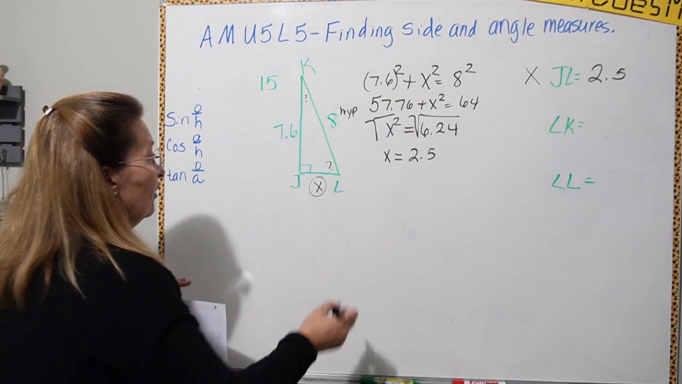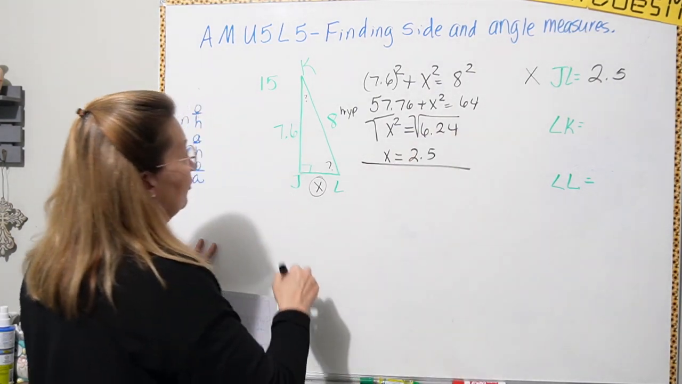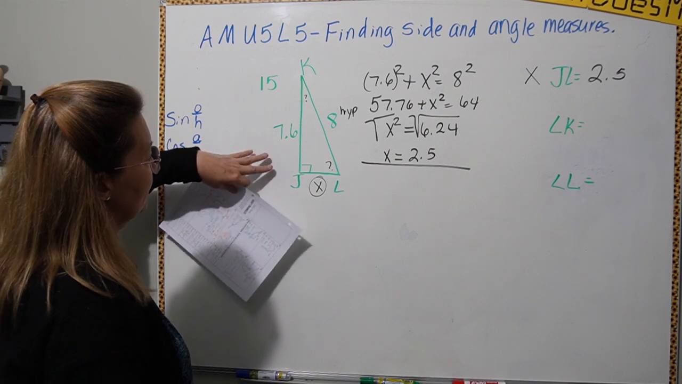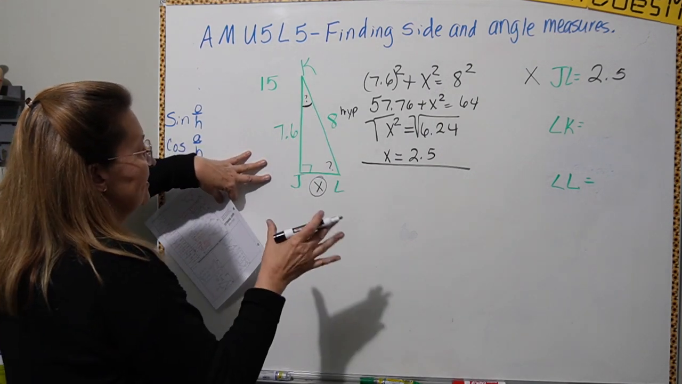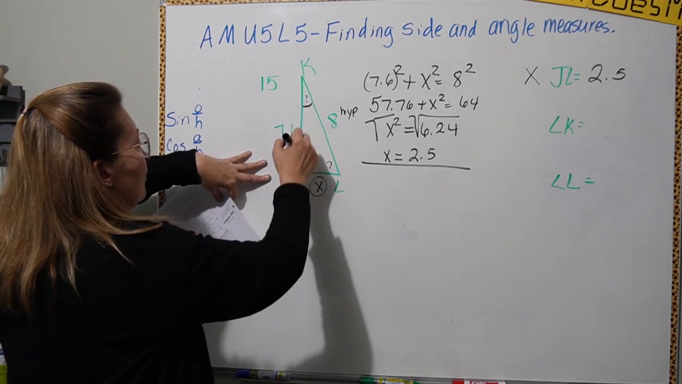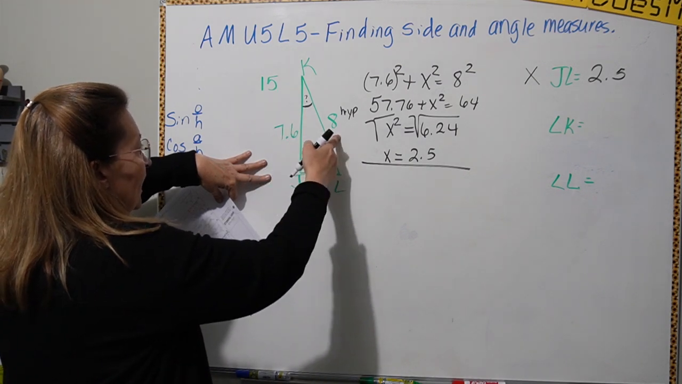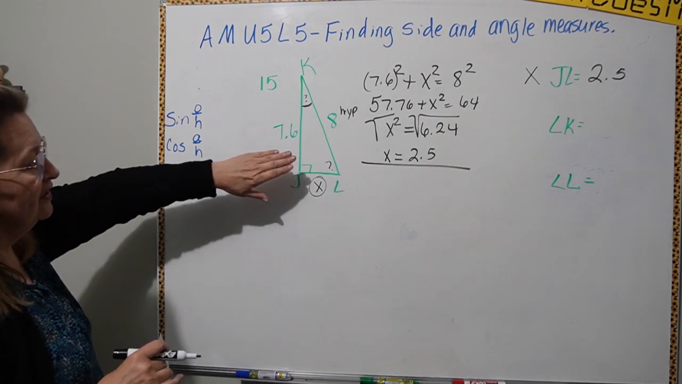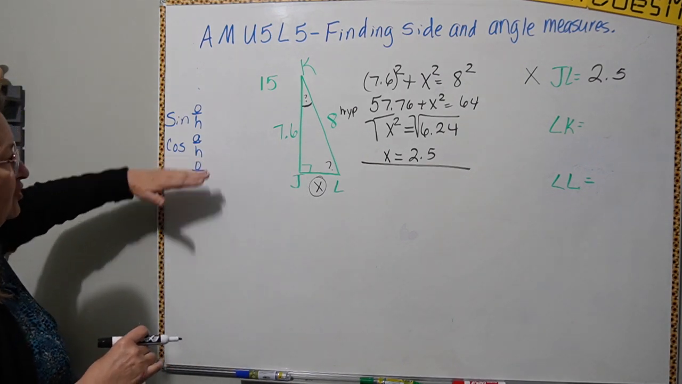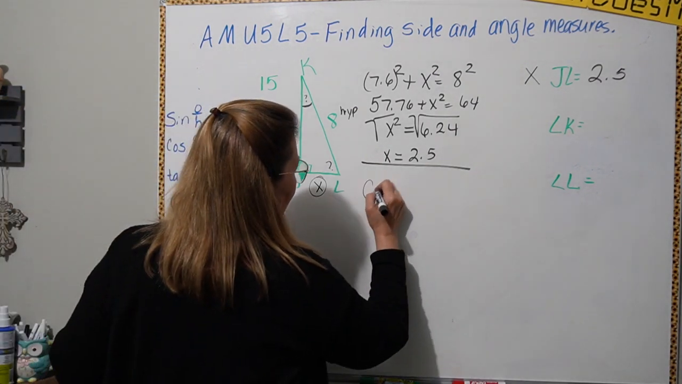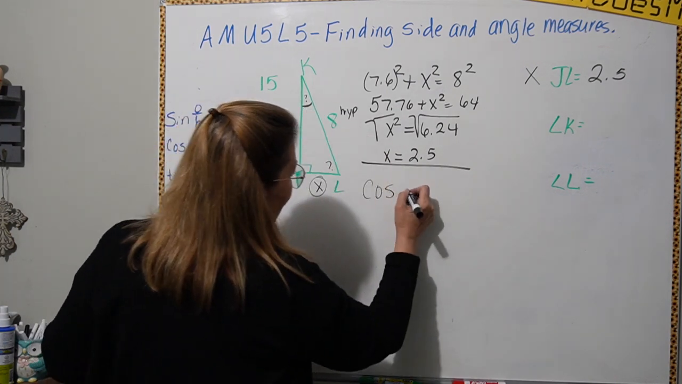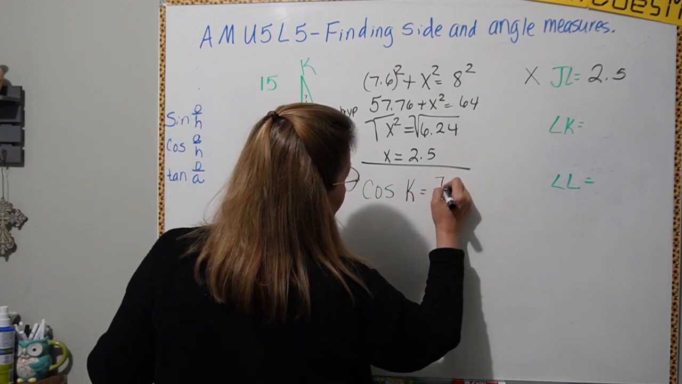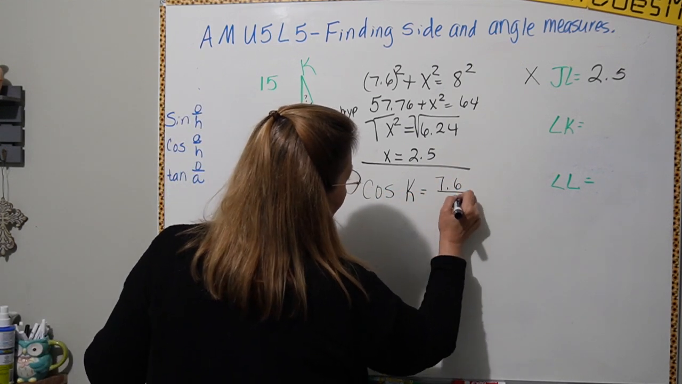All right. Now we need to find an angle. And I would go with K. I mean, you could start with L, but let's go ahead and go with K. And I'm looking at the sides that were given to me. I know this side adjacent, and I know my hypotenuse. So which function goes with side adjacent and hypotenuse? That's your cosine. So I have the cosine of, and we'll just call this angle K, is equal to my side adjacent, which is 7.6 over 8.